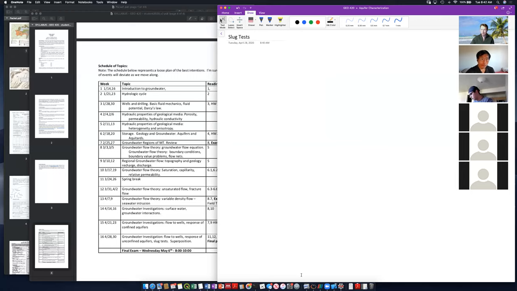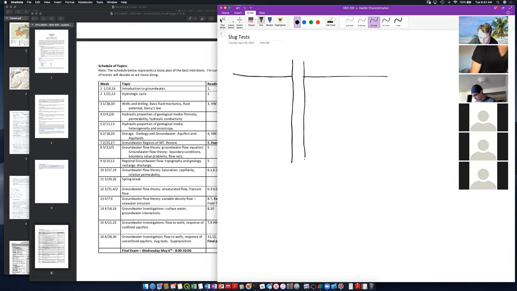So the basic idea of a slug test is that we've got a well that's finished and screened in. We're going to say this well's fully screened across an unconfined aquifer. So I've got my well here. It's screened in the aquifer, and the water level matches the unconfined water table.